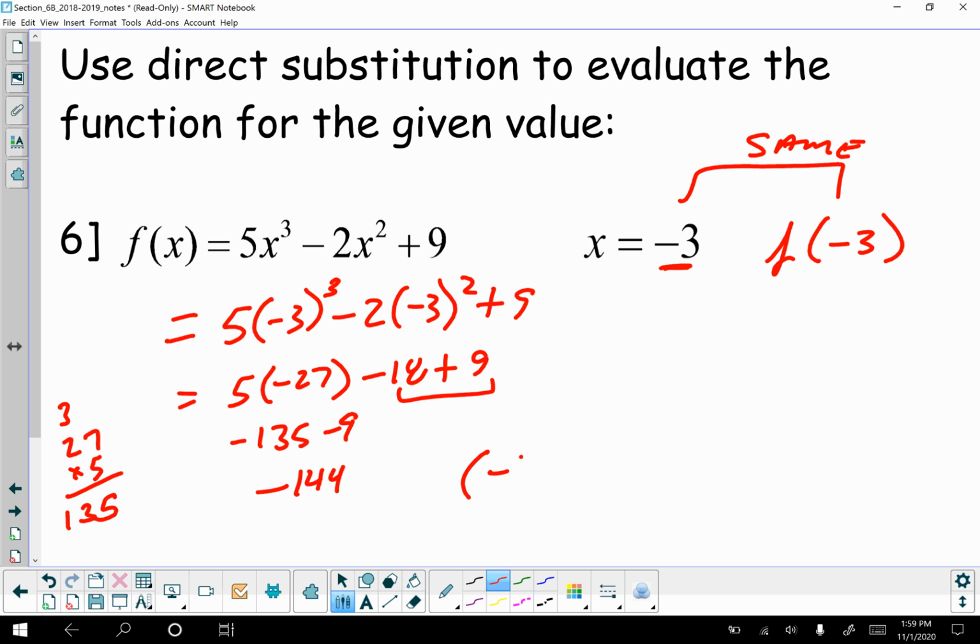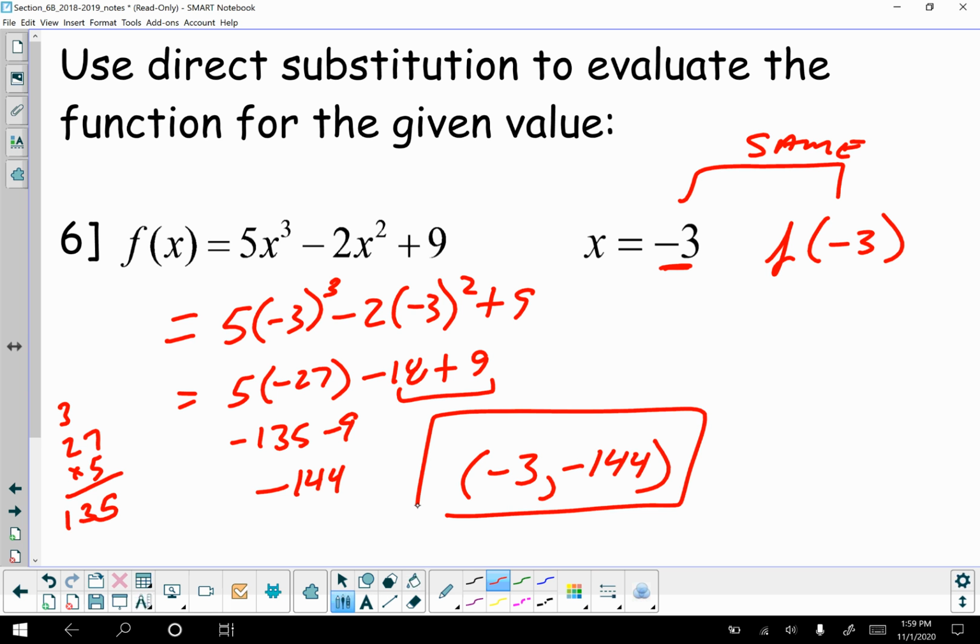If I had wanted to graph this polynomial, the point negative 3 comma negative 144, which you'd never see on your graphs because usually most of them in class we go from negative 10 to positive 10 in the xy direction. But this point does exist on the graph. But for the most part, when we substitute it in, we get negative 144 for an answer.